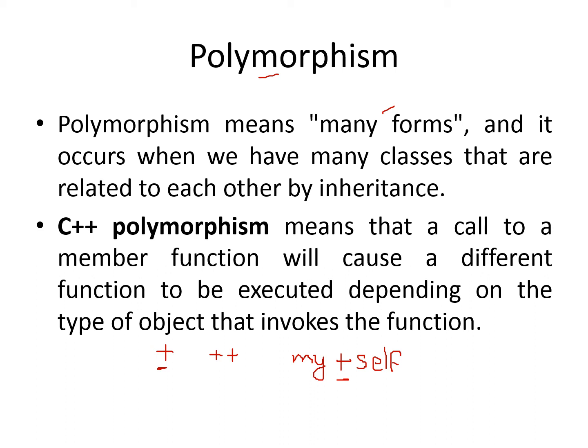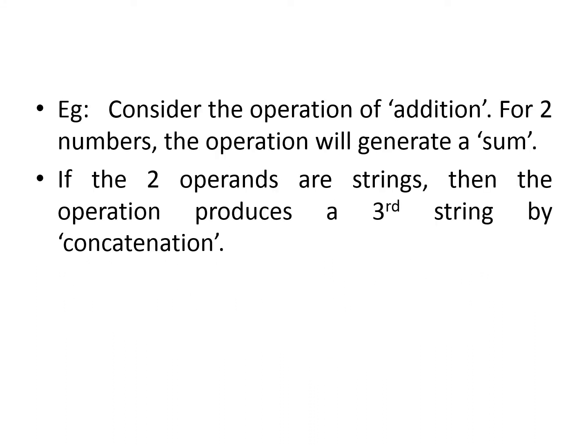C++ polymorphism means that a call to a member function will cause a different function to be executed depending on the type of object that invokes the function. Based on the type of the object, the functionality keeps on changing. That is polymorphism. Consider the operation of addition. For two numbers, the operation will generate a sum. If the two operands are strings, then the operation produces a third string by concatenation. Same plus addition has different features. When it is used for numbers, it will add, and when it is used with strings, it will go for concatenation. That is polymorphism.